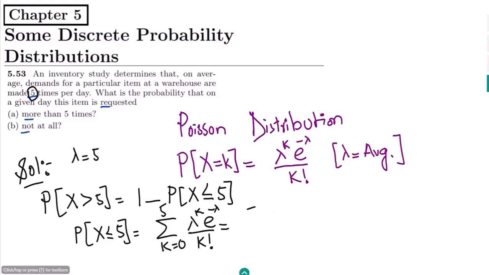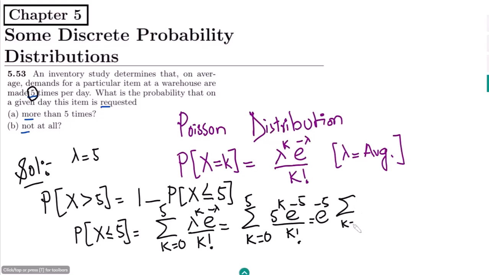Putting values here, what I will get, k equal to 0 up to 5, lambda is 5 here, so 5 raised to power k and exponential of minus 5 whole divided by the k factorial. Taking it out, this is a constant, exponential of minus 5, and the other items here would be from k equal to 0 up to 5, 5^k divided by the k factorial. Okay, let me write them down.